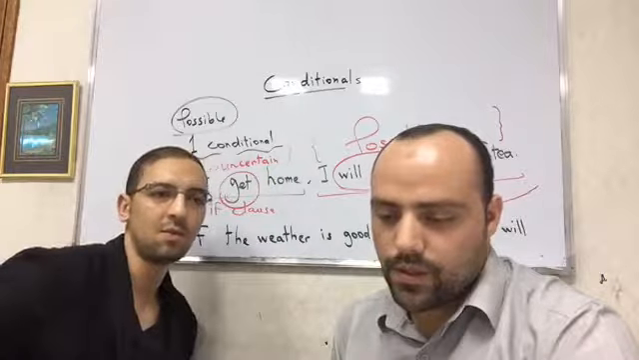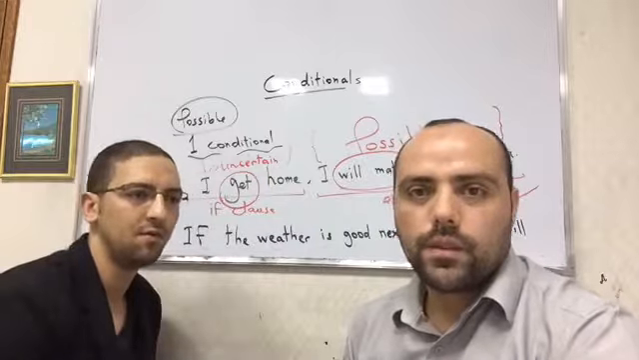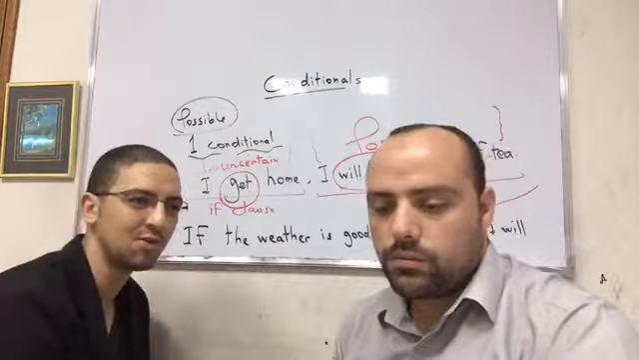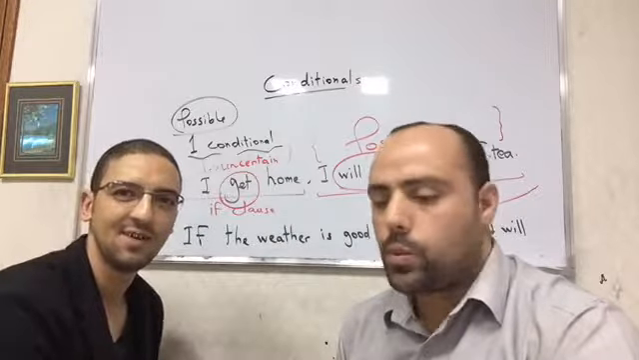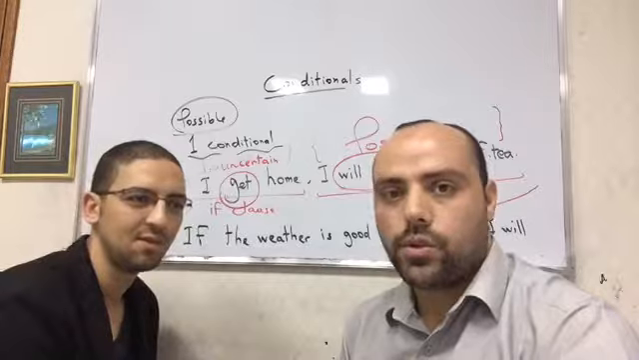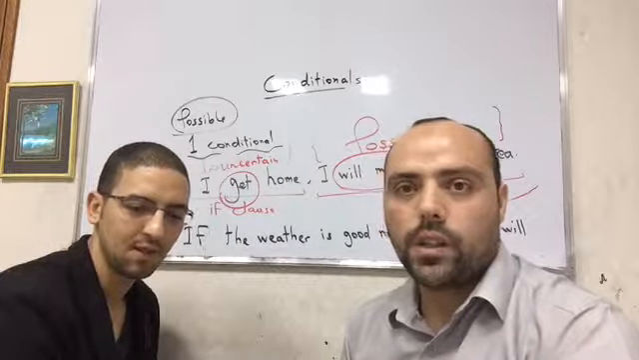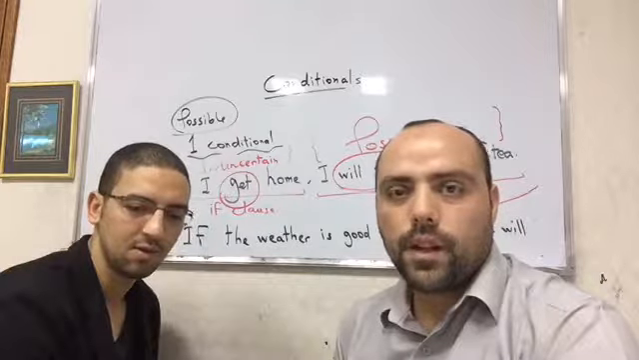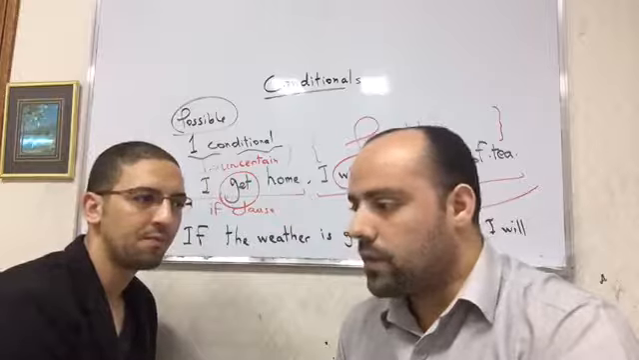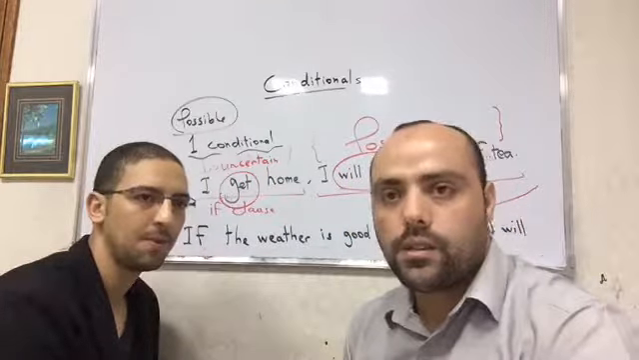Give us your examples, please. What will you do if the weather is good? If the weather is good next weekend, I will go for a picnic. I'm willing to do it. Very good. And what about you? I can do many things actually. If the weather is good next weekend, I can visit my friends.